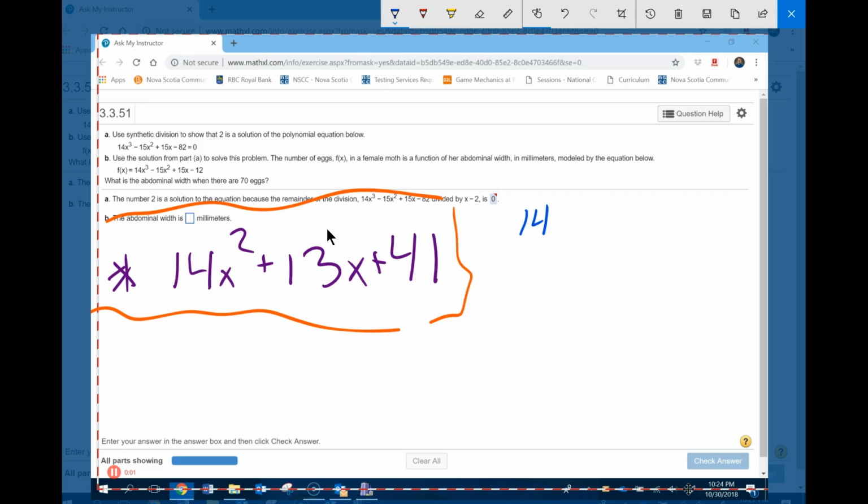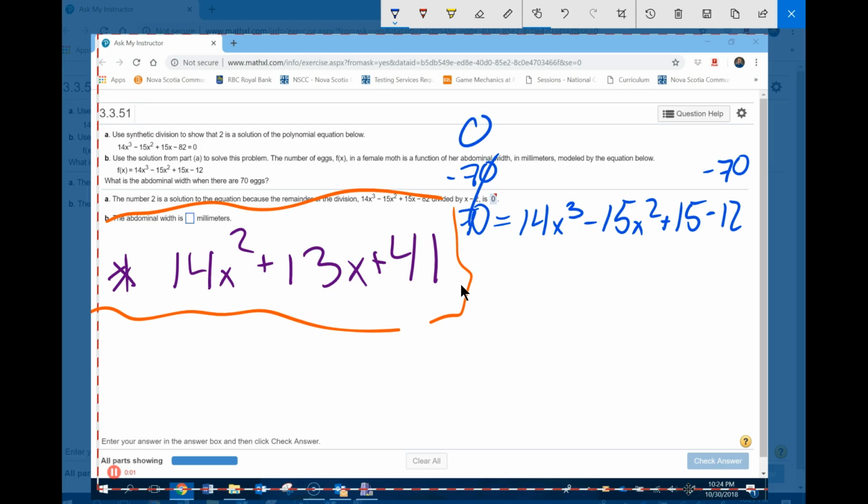So we have 14x cubed minus 15x squared plus 15x minus 12, and that's going to equal 70. Okay, we're going to set that equal to 70. But look what happens. When I subtract 70 from both sides, this goes to 0. And look what we end up with. We end up with our good old buddy 14x cubed minus 15x squared plus 15x, forgot an x there, minus 82.